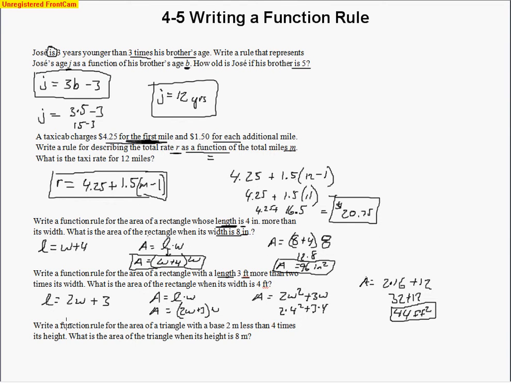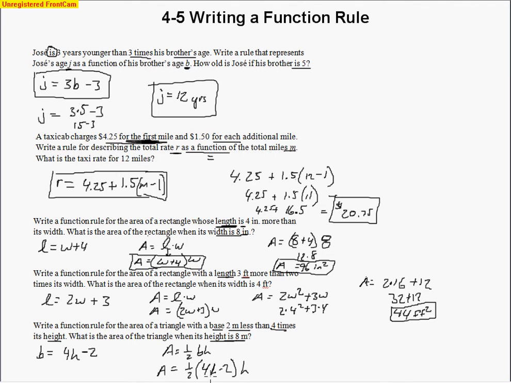It says write a function rule for the area of a triangle with a base of 2 meters less than 4 times its height. So the base is 2 meters less than 4 times the height, so 4h minus 2. And what is the area if the height is 8? Let's go ahead and write out the formula. Area equals 1/2 base times height, and substitute in. So it's area equals 1/2, and then the base is 4h minus 2, times h.